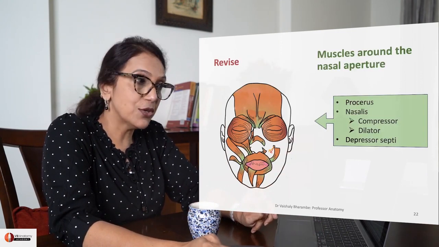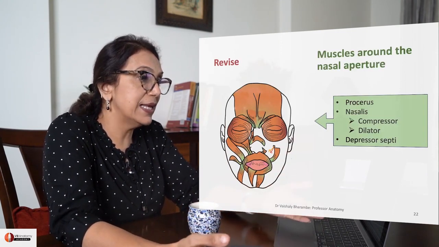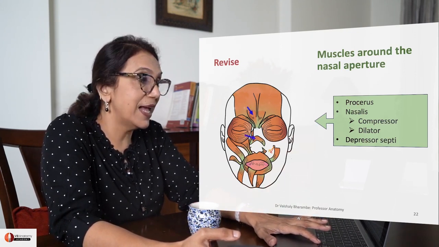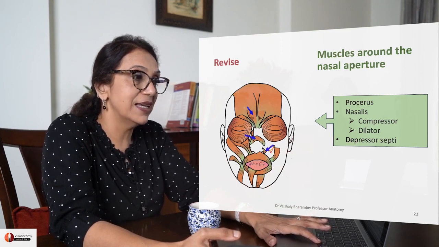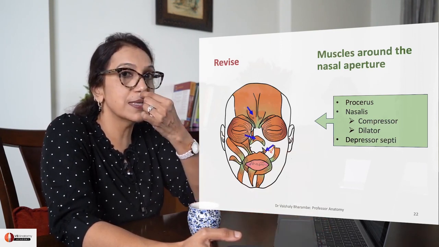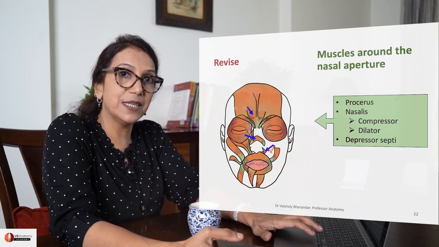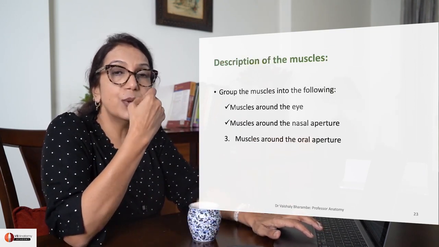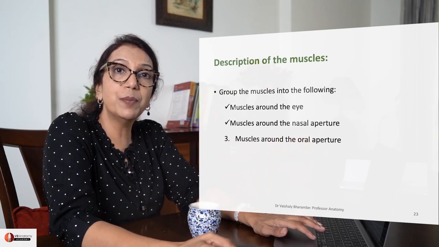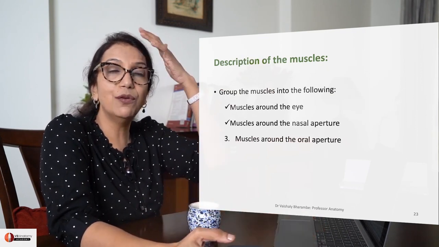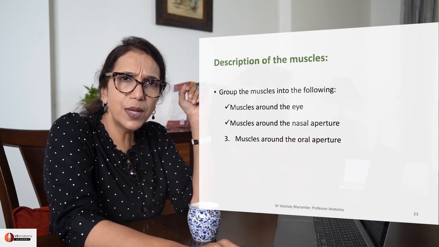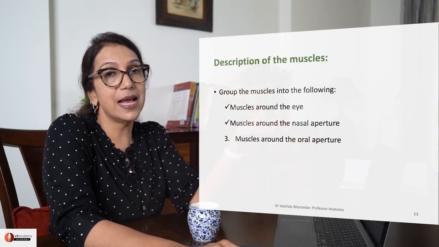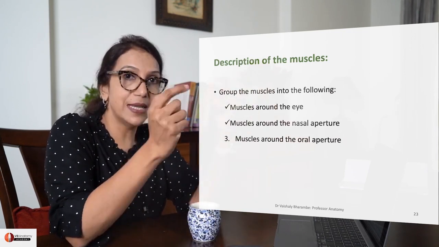Muscles around the nasal aperture. There are three: procerus, nasalis, depressor septi. That's procerus, that's compressor nares. This is the dilator nares, and then below the nose, exactly here, is your depressor septi. So we've now covered muscles around the orbit and muscles controlling the nose. If I ask you who causes surprise, your answer should be frontal belly of occipitofrontalis. Who causes frowning? Corrugator supercilii. Who causes the expression of anger? Nasalis. Which part? Alar part of nasalis.